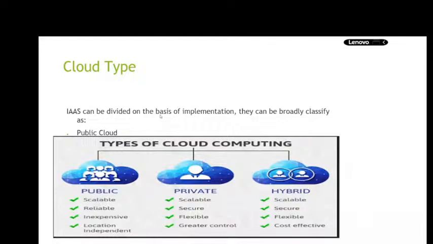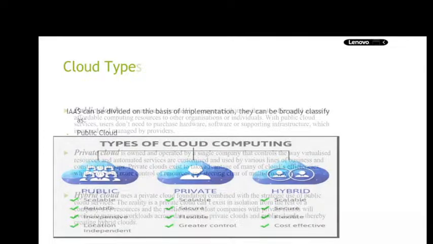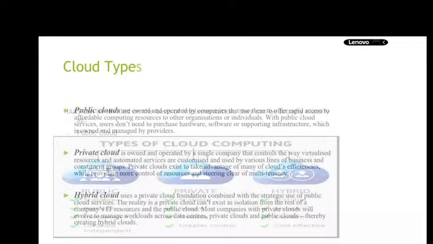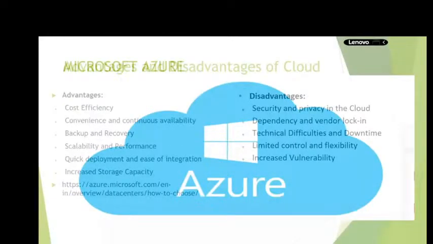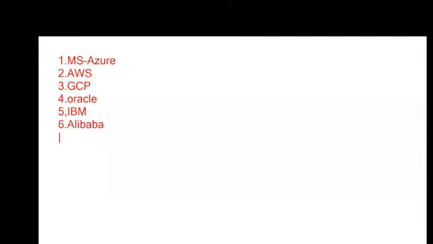Now, to provide cloud computing, there are many vendors. What are they? Any idea? One is Microsoft Azure. Second, AWS. Third, GCP, Google Cloud. Fourth, Oracle Cloud. Fifth, IBM Cloud, IBM Bluemix. Sixth, Alibaba. Also we have OpenStack. We have n number of cloud vendors providing cloud computing technology.